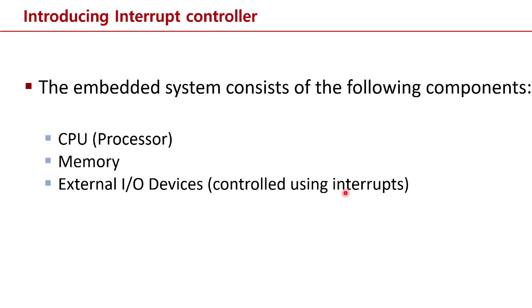So that is the main reason why we need an interrupt controller. It takes the interrupt signal, identifies the interrupt signal from those external devices, and then the interrupt controller makes some priority for the various interrupts from the peripheral devices. That is the main reason why the interrupt controller is introduced.